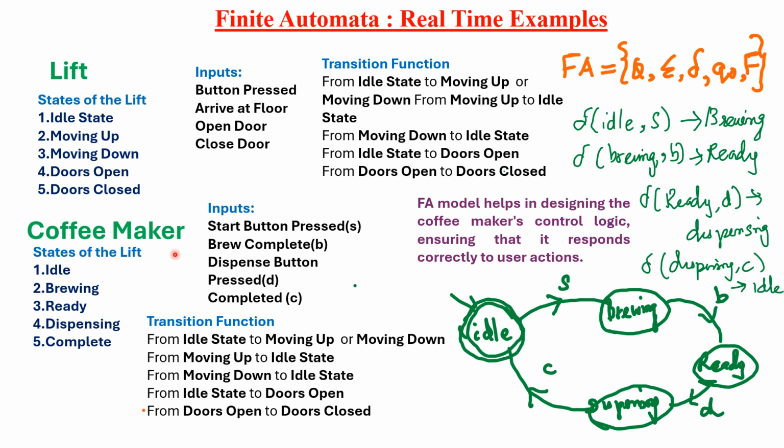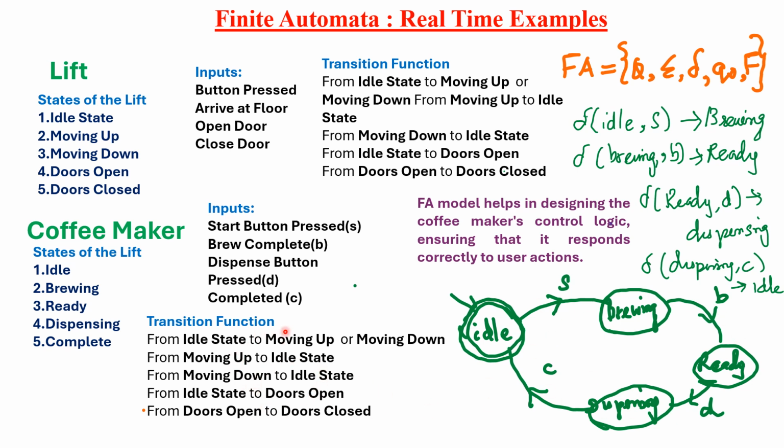And one more real-time example, coffee maker. What may be the states of the coffee maker? Idle, brewing, ready, dispensing and complete. So this may be an input. Whenever you press the button, the brewing will start, and after completing brewing, the dispense button may be enabled. After dispensing is over, it comes back to the idle state. The same thing is represented as a transition function as well as a transition diagram.